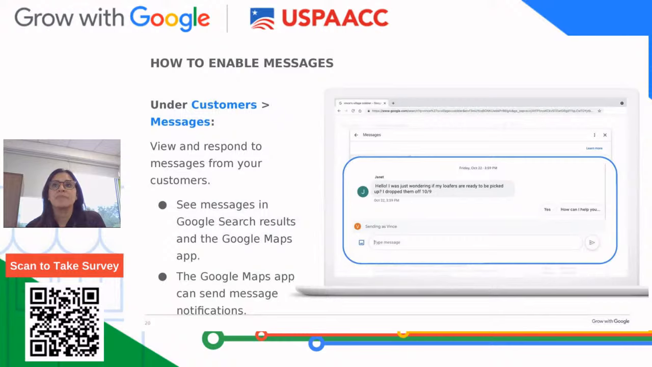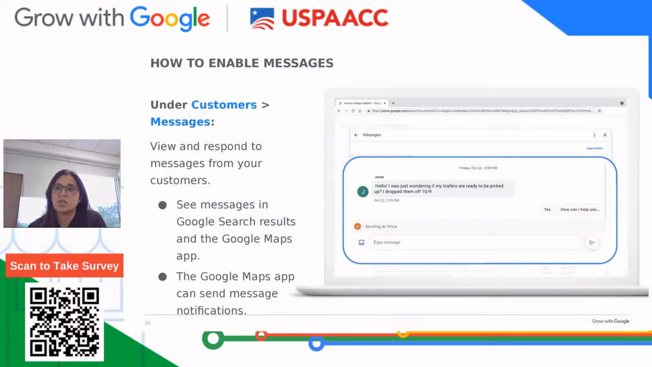Okay, so we're now going to move on to how to enable messages. Last but not least, you can use a feature called Messages to connect with customers via messages sent directly from Google Search and Maps. Messages let you connect with customers quickly. However, you do need to have the staffing resources to respond promptly. If Google's system detects inactivity based on response time, it may automatically turn it off to avoid negative customer experiences.